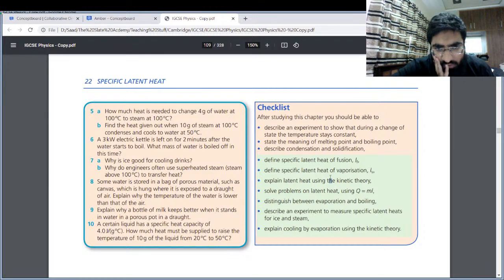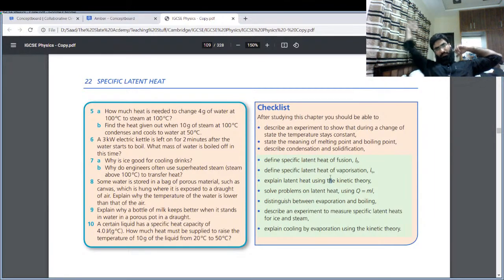Some water is stored in a bag of porous material such as canvas, which is hung. The temperature of the water is lower than that of the air, because the bag is made of a fabric that allows the water vapor, but not liquid water, to pass through. Again, the answer lies in the specific heat capacity.